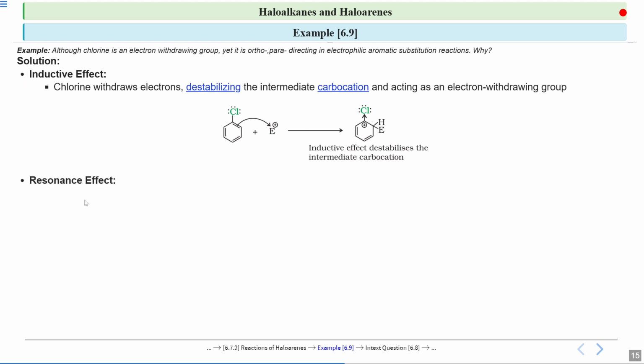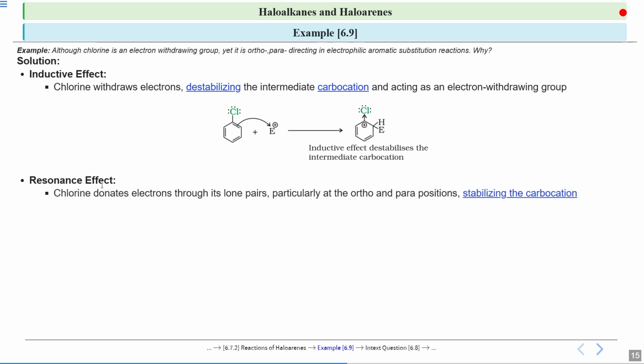Now let's talk about the resonance effect shown by it. Chlorine donates electrons through its lone pairs, particularly at the ortho and the para positions, stabilizing the carbocation. So along with the inductive effect, it also shows the resonance effect, which involves the donation of lone pair electrons, particularly at the ortho and the para positions of the benzene ring, via resonance. And through this, it is stabilizing the carbocation.